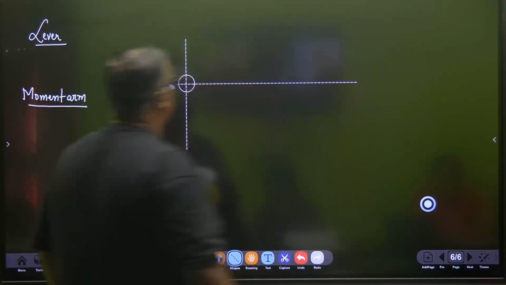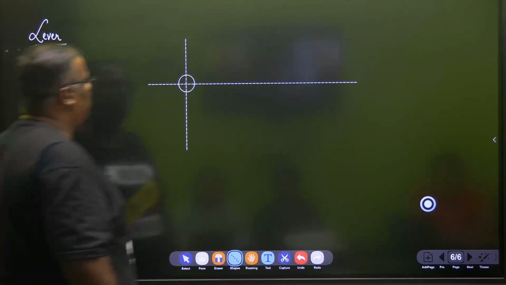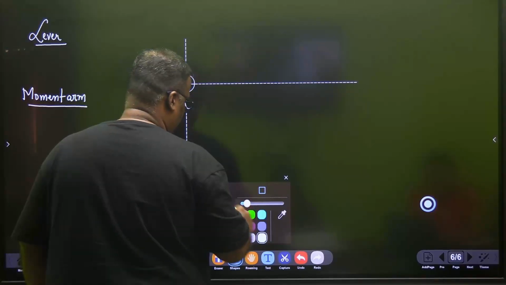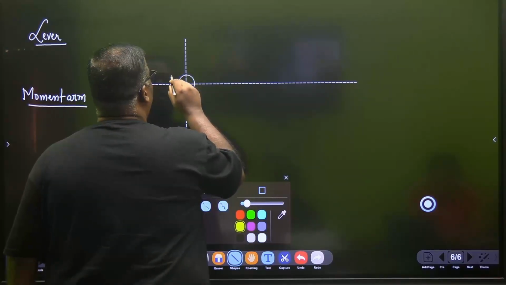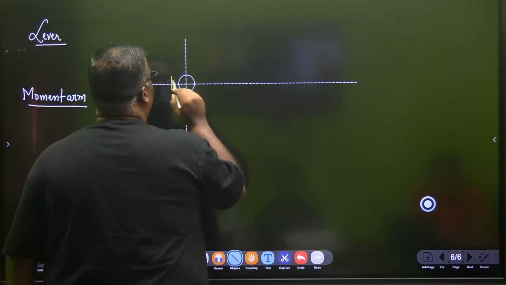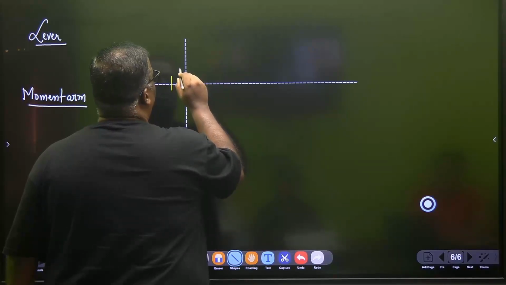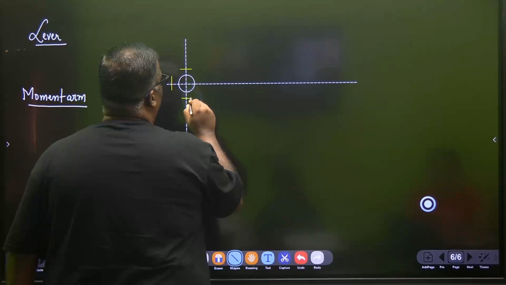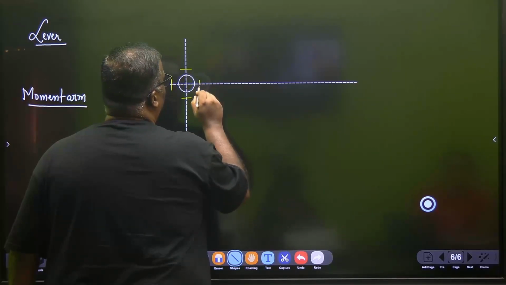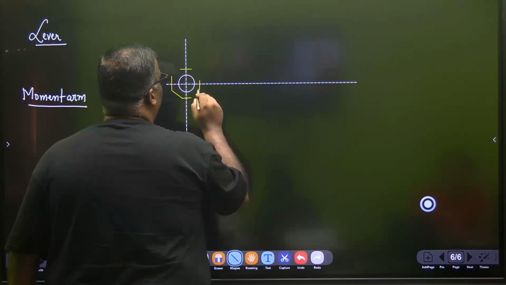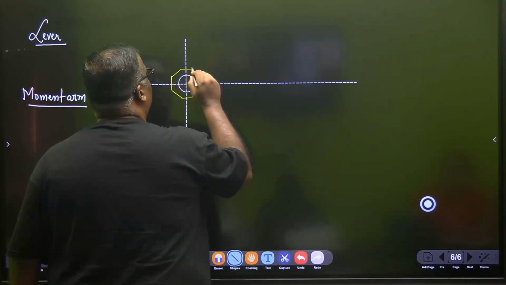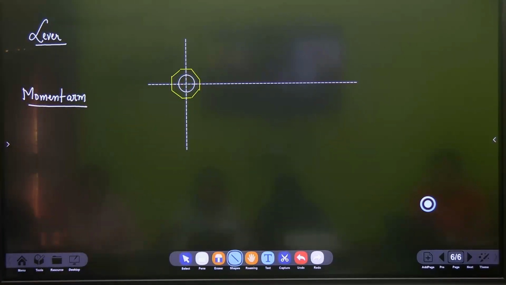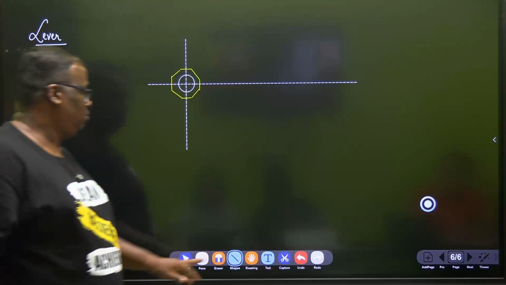So let's understand what is a moment arm. What I'm doing out here is that, let's say we have a hexagonal nut. This is a hexagonal nut. Do you know what a nut is? A nut. Okay. So we are supposed to open this nut.